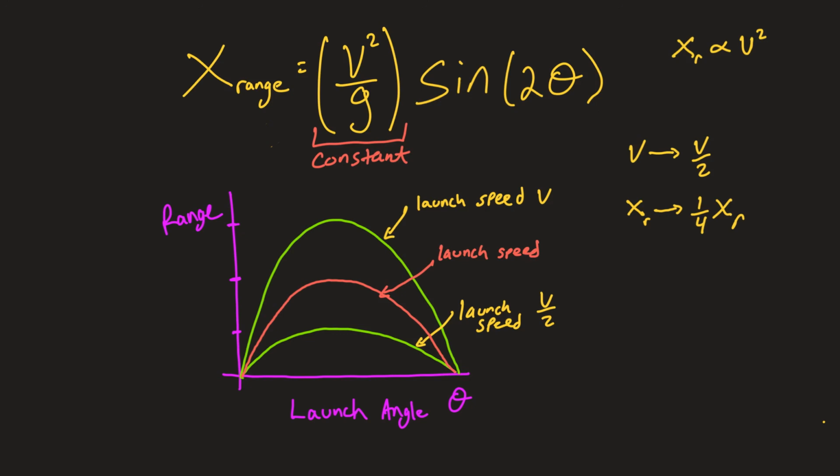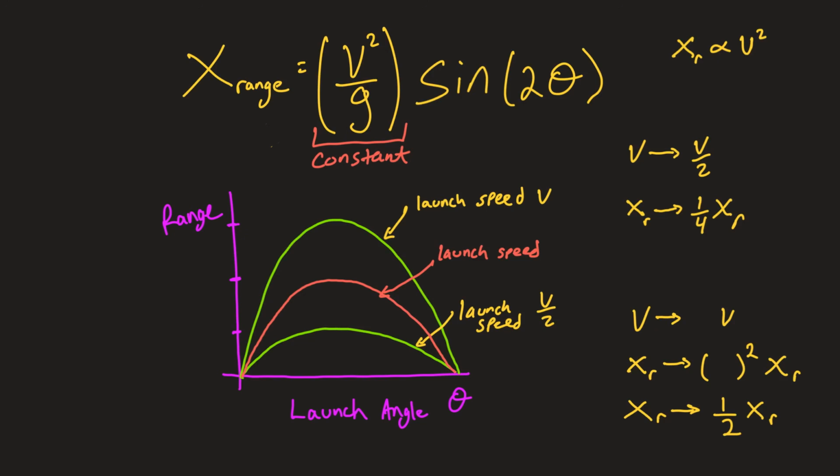So we started with the launch speed of v. We got this plot with the maximum horizontal range. Then we cut that launch speed in half, and we only got 1/4 of the horizontal range. What would we have to do to the launch speed to get half of this maximum range? Pause the video, see if you can get it.